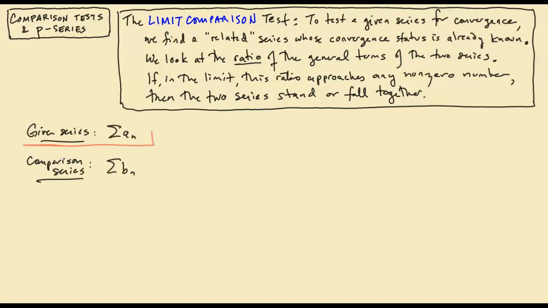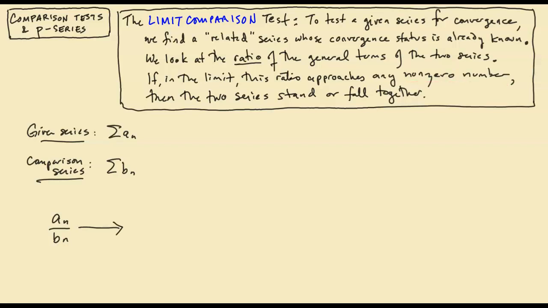So let's say our given series that we're testing is this series of A's, and the comparison series, whose convergence status we know, is this series of B's. Well, we take this ratio of general terms. We look at its limit as n goes to infinity, and we suppose that this limit is some non-zero number.